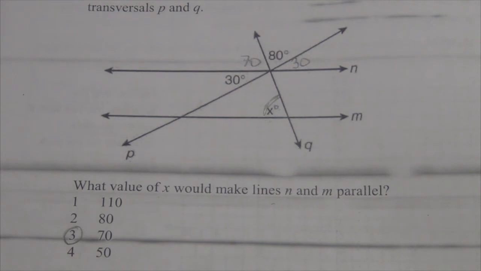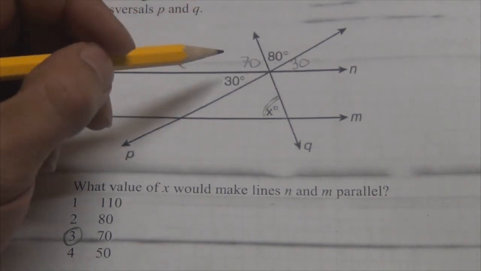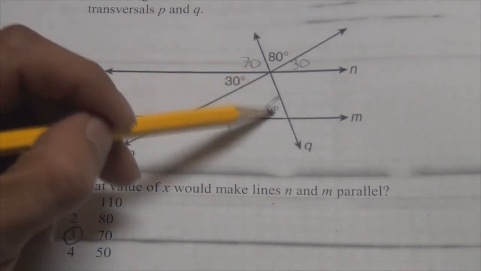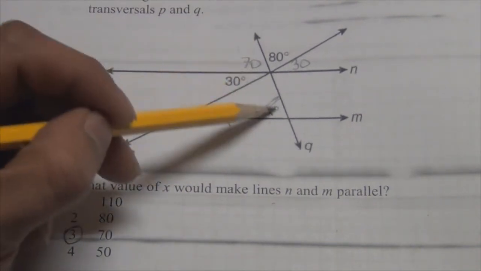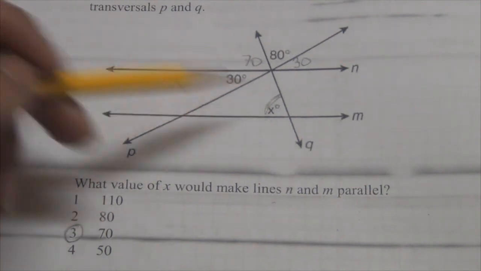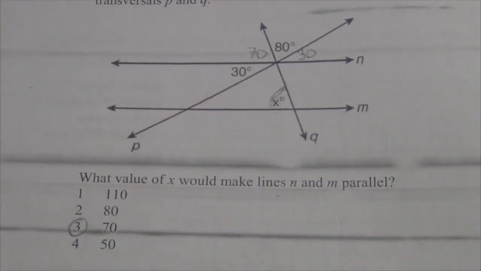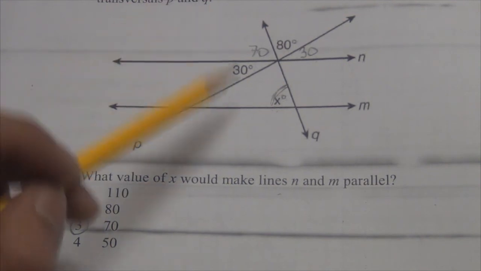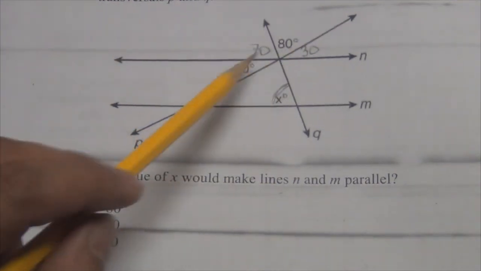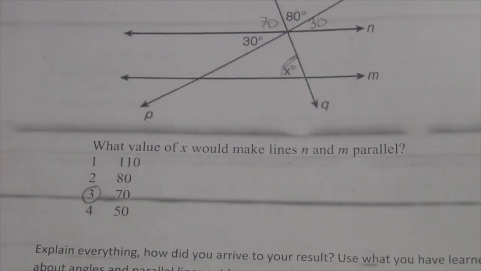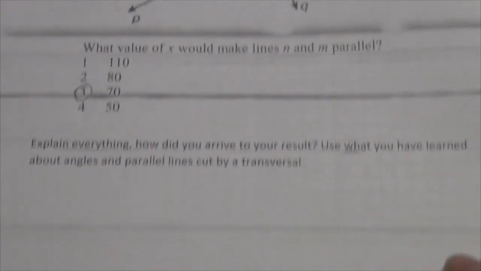Then I utilized the concept of corresponding angles. Same relative position. And I knew that they were congruent. So therefore, X must be 70. I don't know if I said it, but actually the first thing that I utilized was the concept of vertical angles. Okay? Just in case. Got it? So that's it. That's the end of your quiz. Make sure you write everything down.